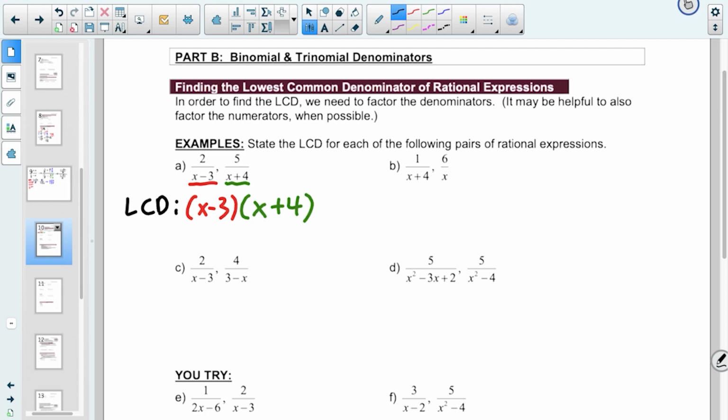Now, the reason why we end up multiplying those two together is we can pretend that on the bottom, instead of having some sort of binomial, we can say we have 2 over 3. And then for the other one, we have 5 over 4 as an example.